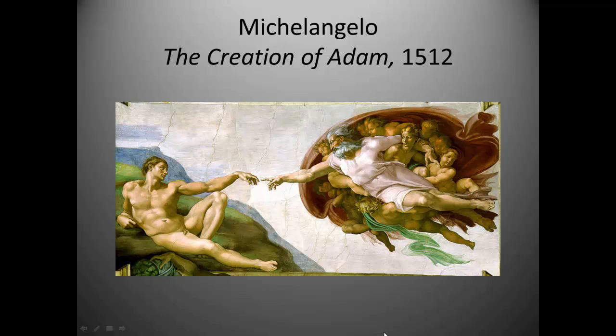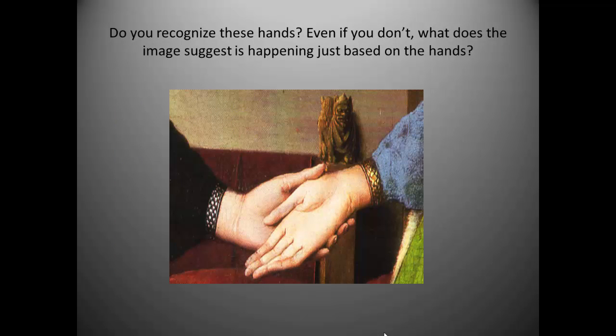Here then, the hands communicate position in the hierarchy, that is above man, right? They communicate power, and they communicate lifelessness. These are very different ideas than those communicated by the Mona Lisa's hands. Do you recognize these hands? Even if you don't, what does the image suggest is happening just based on these hands?